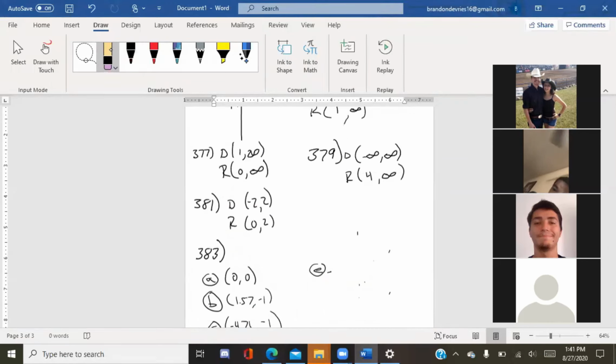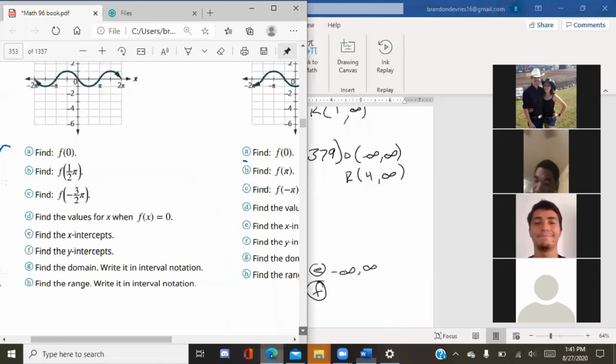I don't think he's going to grade this homework on correctness, just as long as we show work and explain our reasoning. So negative infinity and infinity. And then f. I'm a little worried for the test though. Yeah, me too.